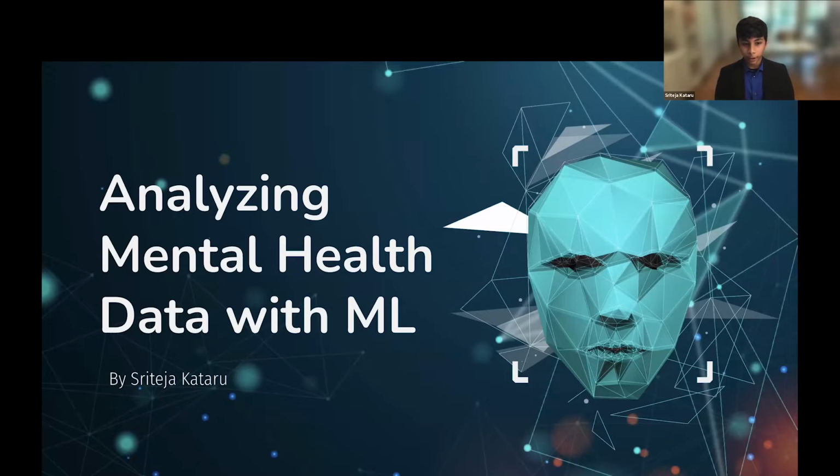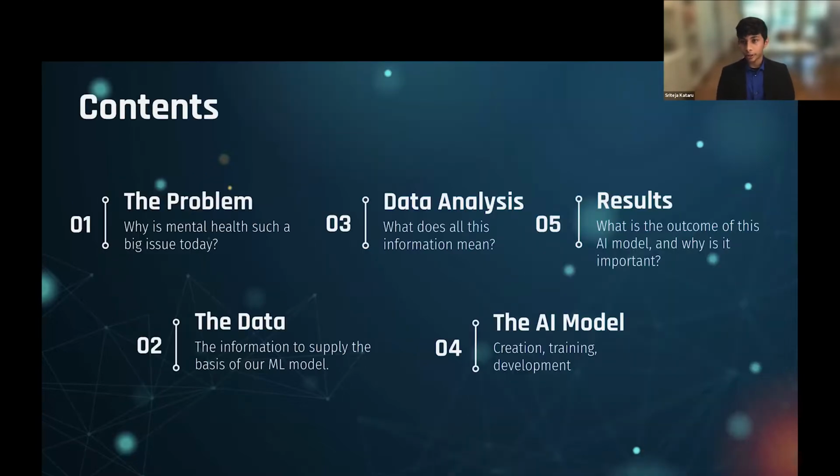And then I'll be going over the data, so the information to supply the basis of our machine learning model. After that, I'll analyze the data to know what all this information means. And then I'll be going over the steps for my AI model, which is creation, training, and development. After that, I'll be talking about my results and outcomes and insights. So first, let's start with the problem. The importance of mental health.